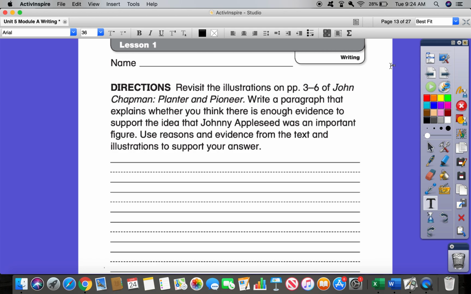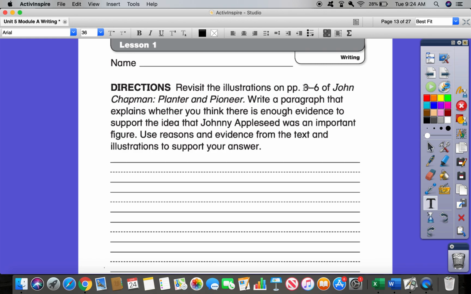So for lesson 1 on the Google Doc, you're going to be typing. And on the Google Doc, you'll notice that I highlighted in yellow where you should be typing your responses. So you have to revisit, that means go back to the illustrations on pages 3 to 6 of John Chapman, Planter and Pioneer. And I included them, I'll show them in just a short minute. And they're also included in your writer's journal.